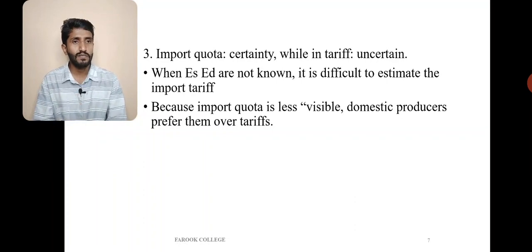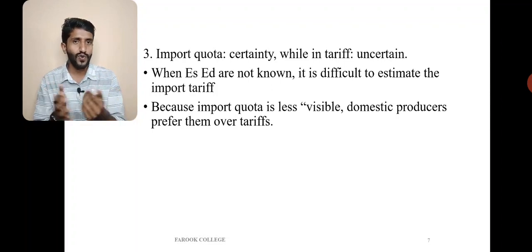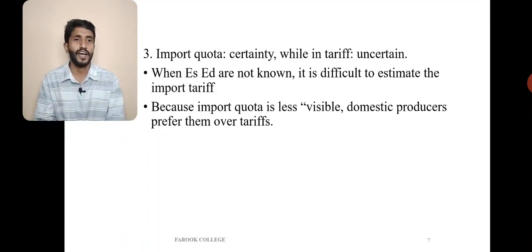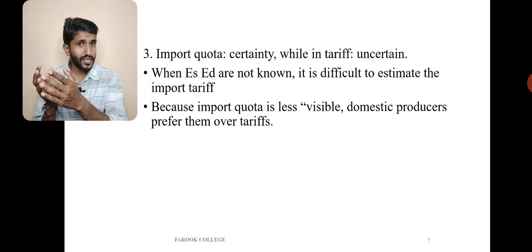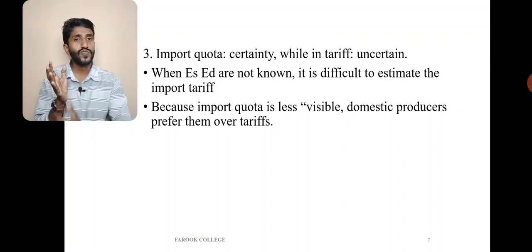Then, quota is less visible, because if there is a tariff, it will be known to all people, but a quota will not be known to all people. That's why it is less visible, and domestic producers prefer it over tariff, because 10,000 TVs can be imported without any problem. There is no restriction up to that amount, but only after that there are some restrictions. So it is less visible to the domestic customers.